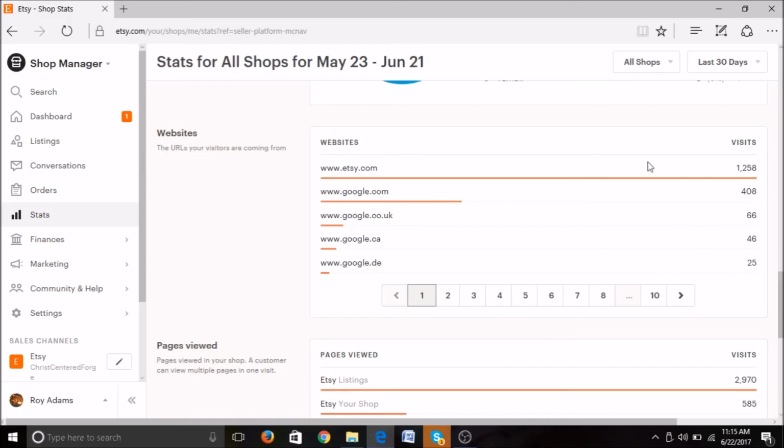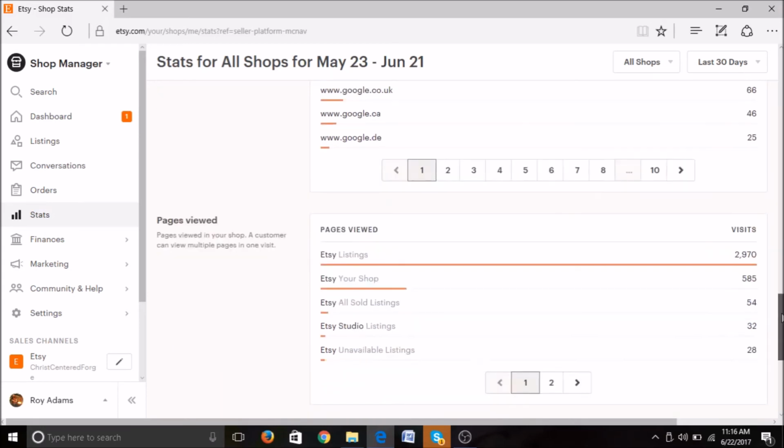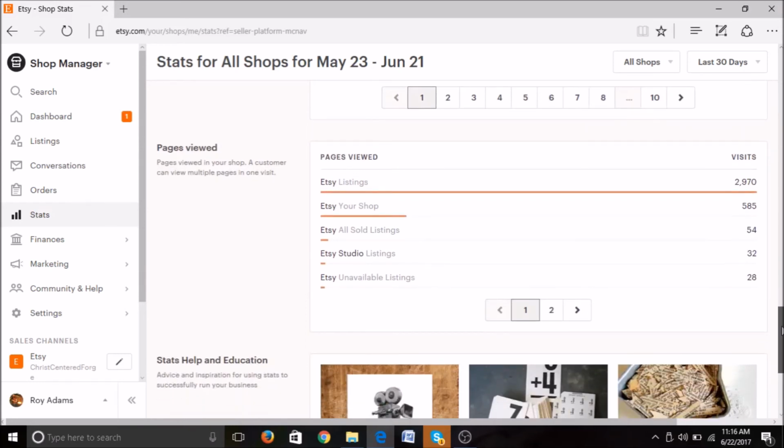This shows the websites that our visitors are coming from. The majority is Etsy.com, followed by Google.com, was 408 of the visits, and then some other forms of Google in other countries. Next is pages viewed. This is where they come in and they're either looking at a particular listing or several listings, which in this case is the majority.